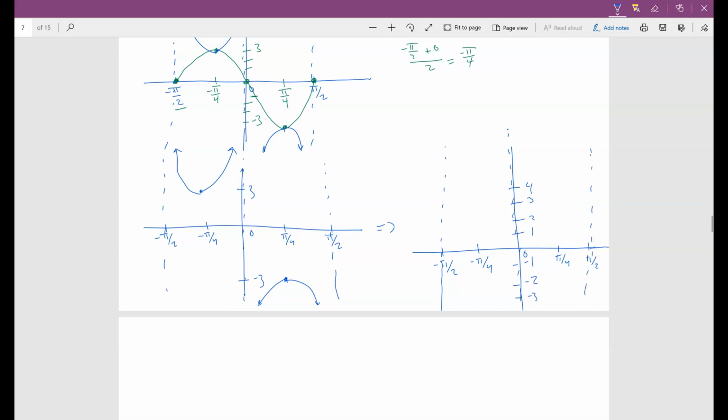And then I'm going to shift this guy up 1 unit. So now this guy's at 3. I'm sorry, at 4. It's going to go upward. And then this guy is going to be shifted up 1 unit. So now it's at negative 2. So it looks like this. So this is going to be my graph, the cosecant.